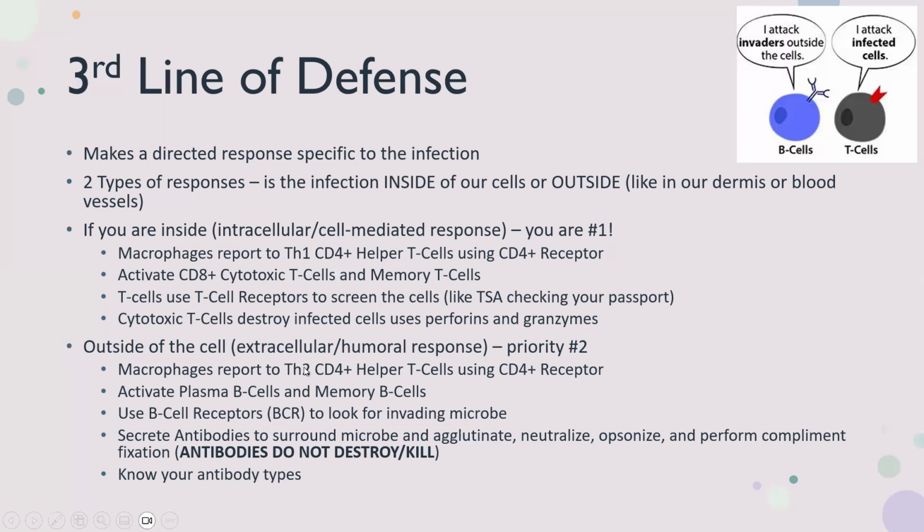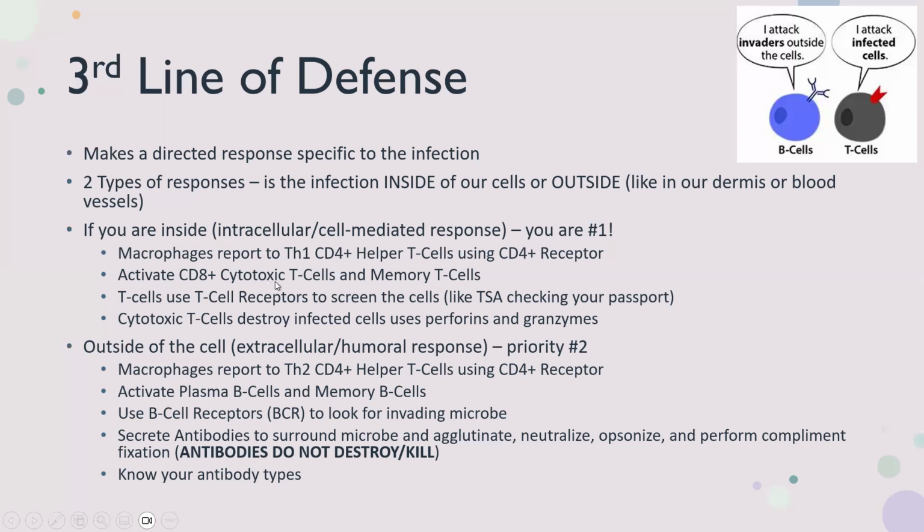So the macrophages will then report to the Th2 helper T cells using that same CD4 receptor and the T cell receptor, right? Because it's still a T cell. The helper T will then activate the B cells and memory B cells. And then memory B cells or plasma B cells will use B cell receptors to look for any invading microbes.